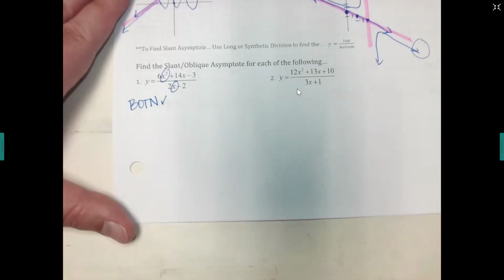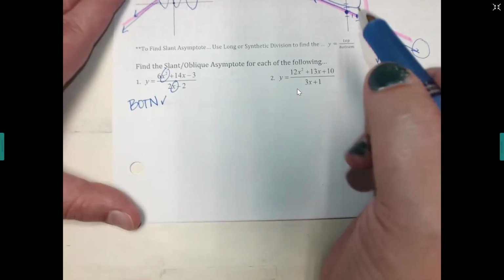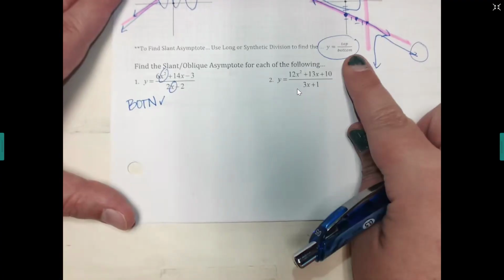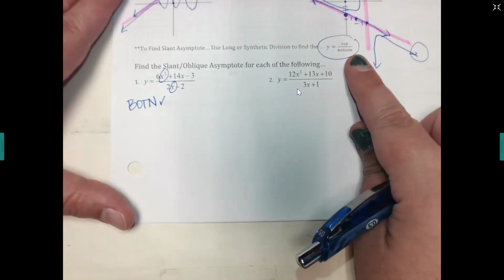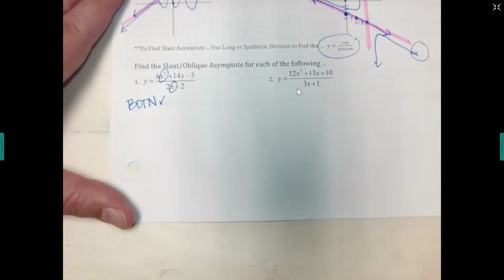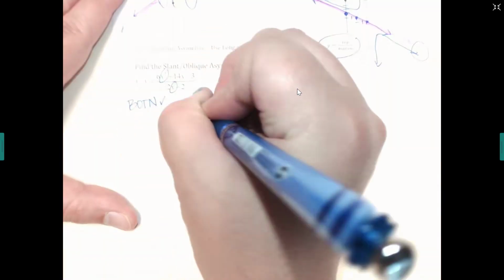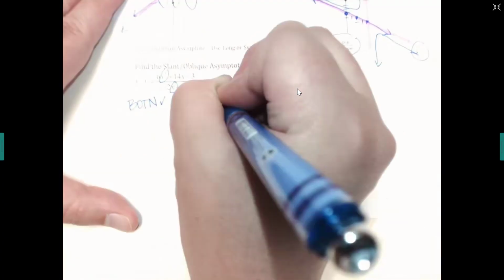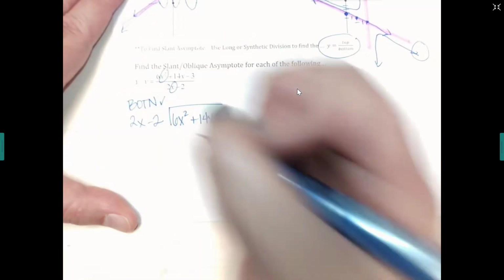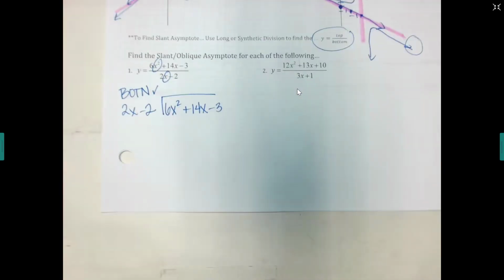To find it, you're going to do division, top divided by bottom. Now, if you remember how to do synthetic, sometimes that shortcut will work, but a lot of times it won't. So let's do it. 6x squared plus 14x minus 3, and we're dividing that by 2x minus 2. This is how you find the slant.